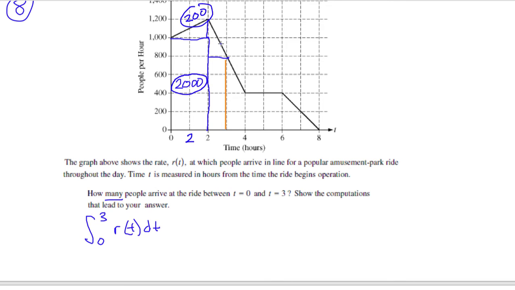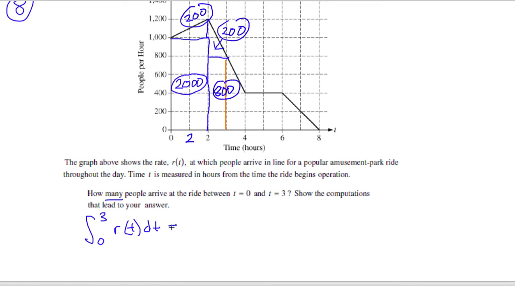These are congruent triangles, so I think they're probably going to be the same. Let's just double check. 800 to 1200 is 400. 400 times 1 is 400. Half of that is, again, 200. Perfect. They were congruent triangles. That makes sense. And finally, this rectangle is 1 by 800. 1 times 800 is 800.